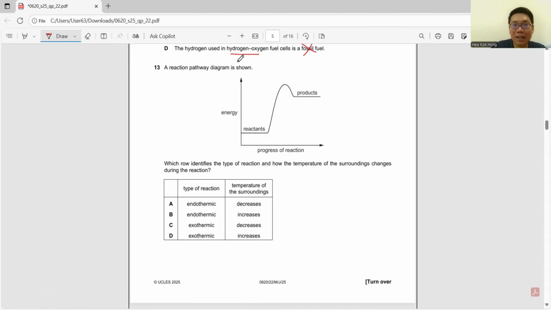13. A reaction pathway diagram is shown. They absorb more heat, so it's endothermic. The temperature surrounding is absorbed by the system, so that's why it's cooled down. Type of reaction is endo. Temperature of surrounding is decreasing.